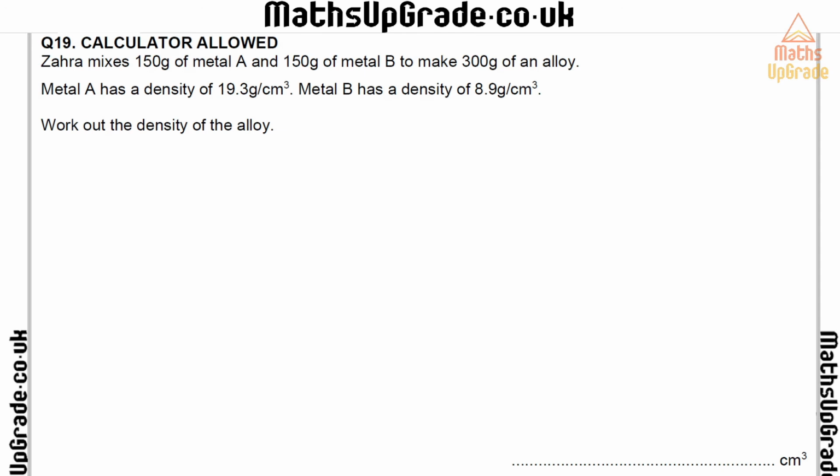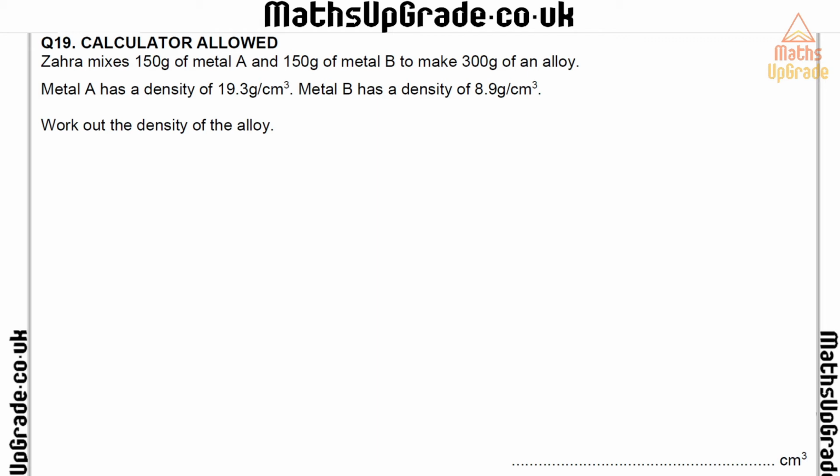Okay, question 19. Zara mixes 150 grams of metal A with 150 grams of metal B to make 300 grams of an alloy. Metal A's got a density of 19.3 grams per centimeter cubed. Metal B's got a density of 8.9 grams per centimeter cubed. Work out the density of the alloy.